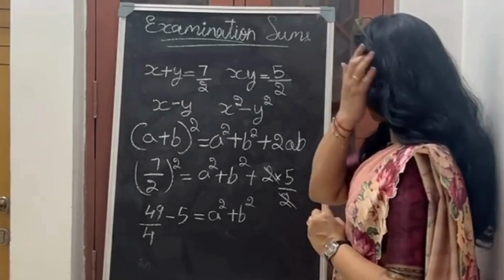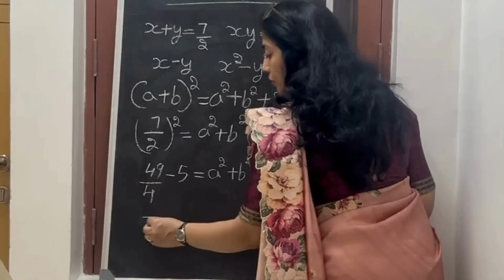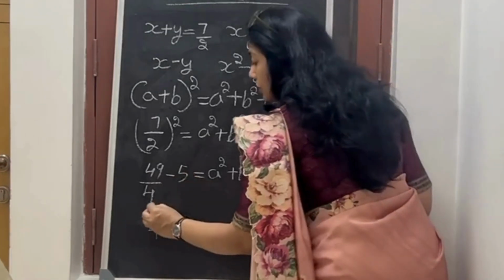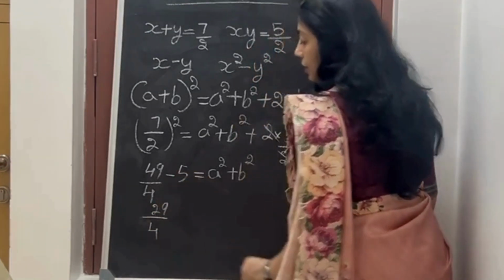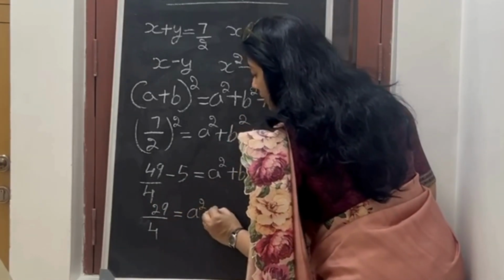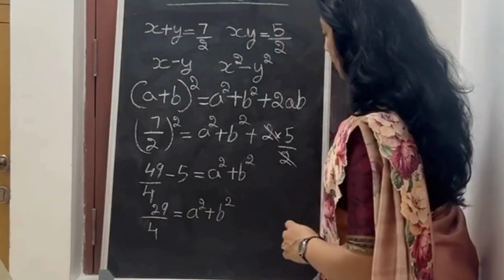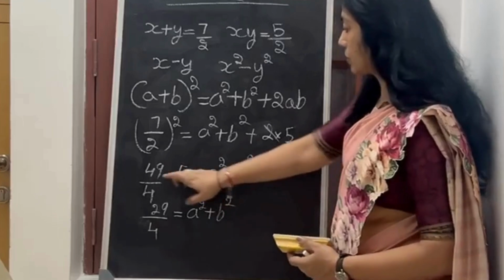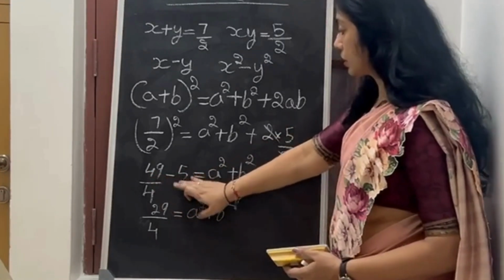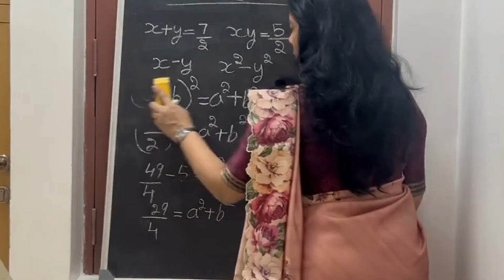Okay. Then what should I do? Now I'll find out the LCM. When I find out the LCM, LCM is 4 only. So it is 49 minus 20. Correct? So how much will it be? 29. 29 by 4 equals x square plus y square. Okay. Now what will be my next step? So x square plus y square equals 29 by 4. I'll stop here. Then what should I do?